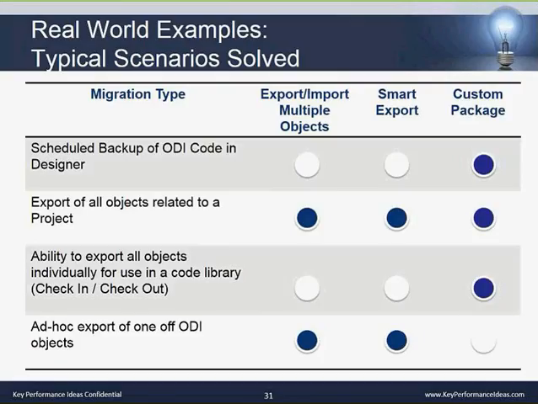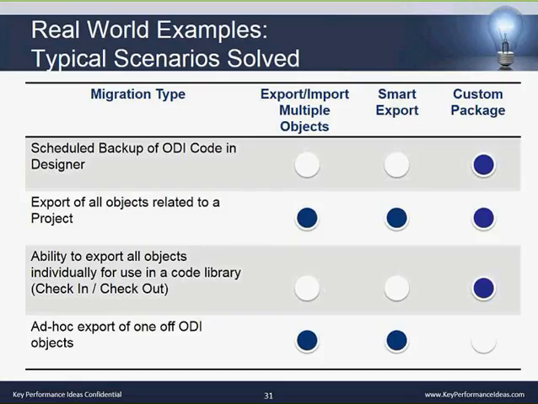And so just talking through different examples of the requirements that we explained in the beginning here. So scheduling a backup of ODI code in Designer. I think if you really wanted to do that, the best way would be creating a custom package, because you can identify exactly which objects you want to export. You're able to create and schedule this backup. Smart export and exporting individual objects is a little bit more difficult to schedule and batch up together.